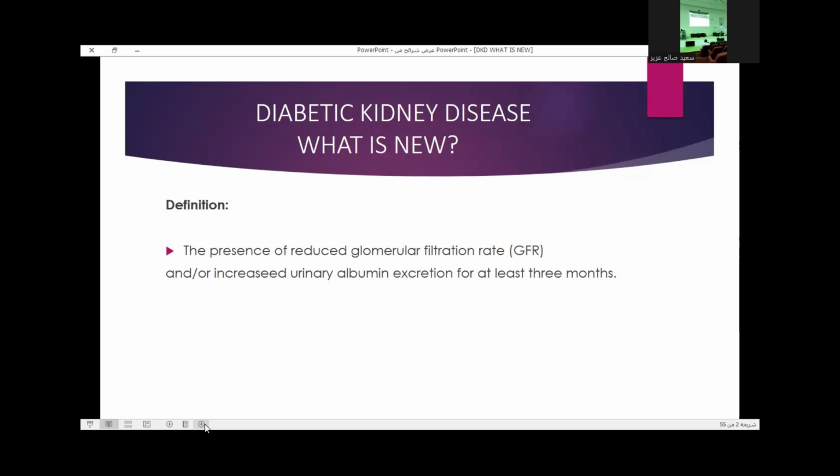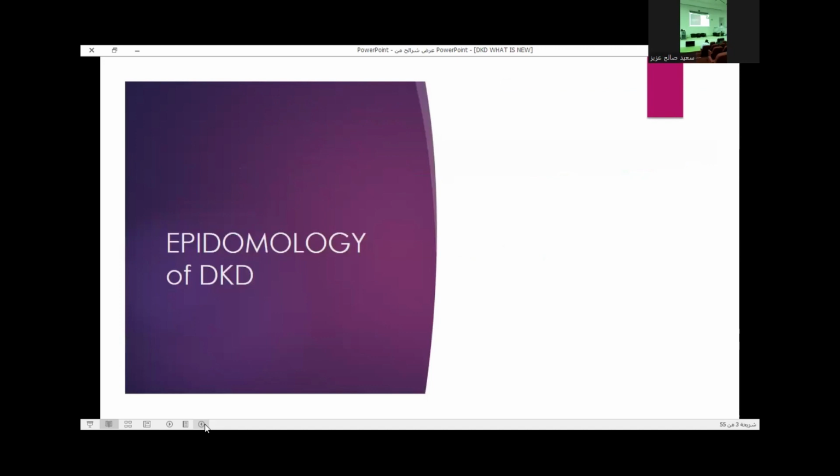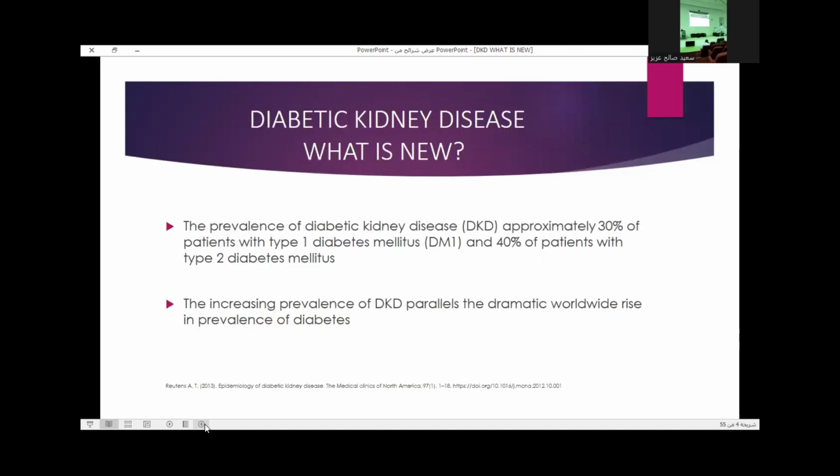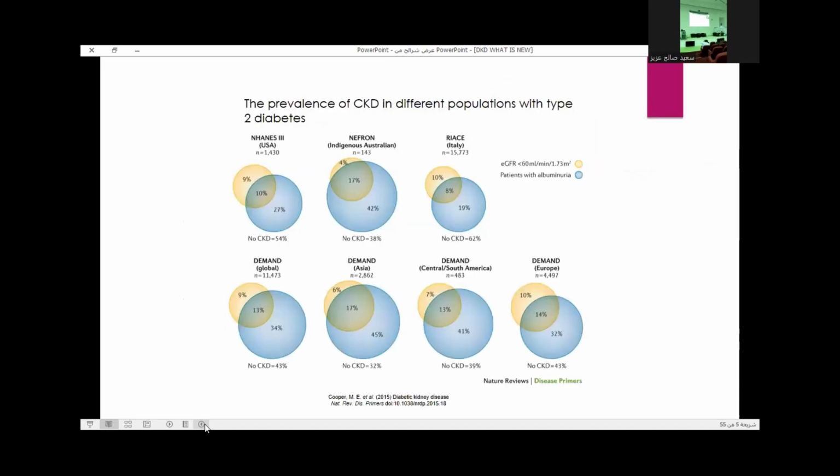Diabetic kidney disease is defined as persistent reduced glomerular filtration rate and/or increased urinary albumin excretion for at least 3 months. In terms of epidemiology, as all of us know, the prevalence in type 1 diabetes is around 30% and in type 2 around 40%. The increase in the prevalence of diabetic kidney disease is associated with the increase in the prevalence of diabetes.